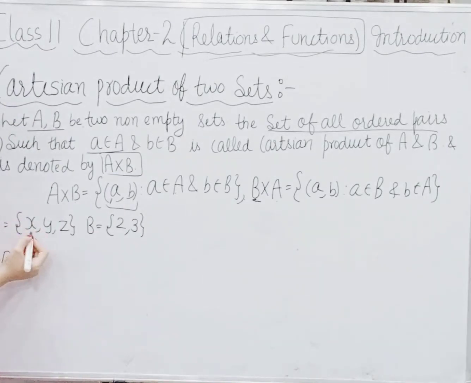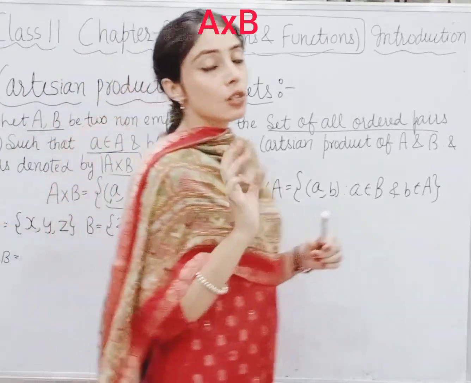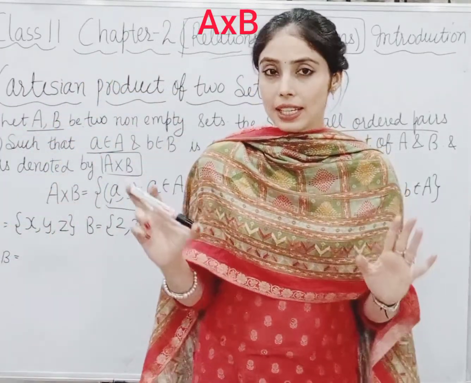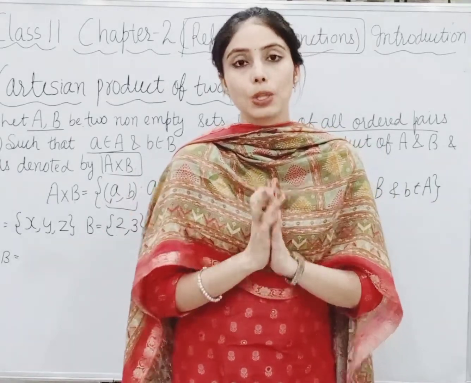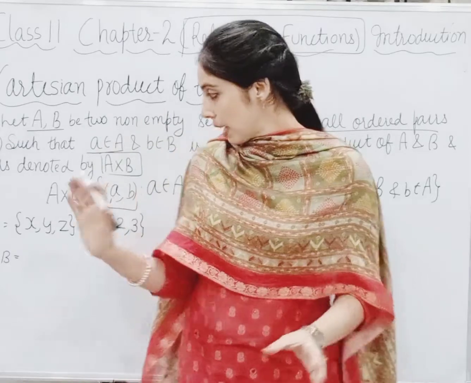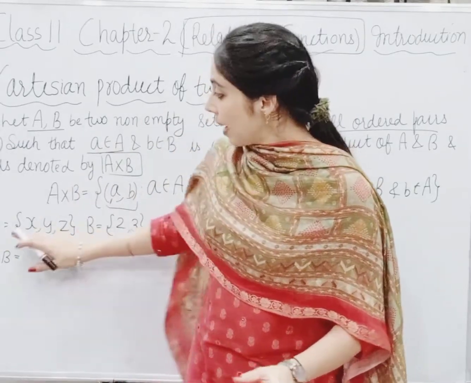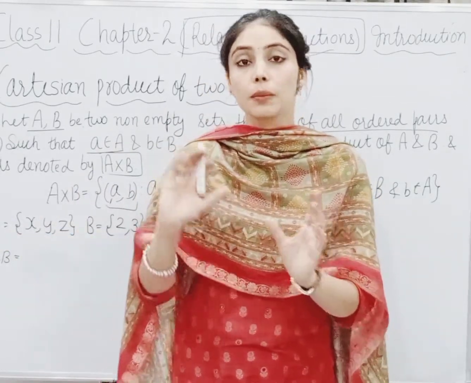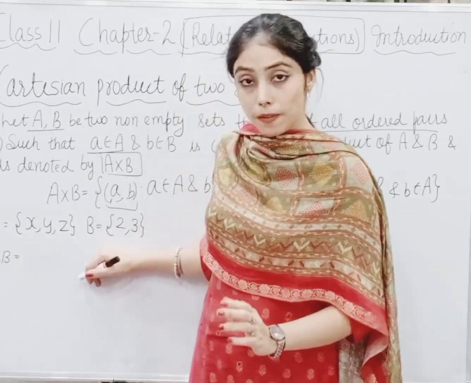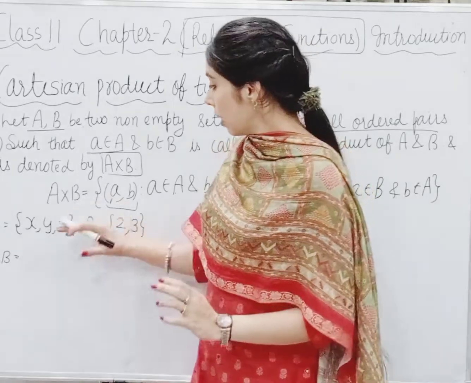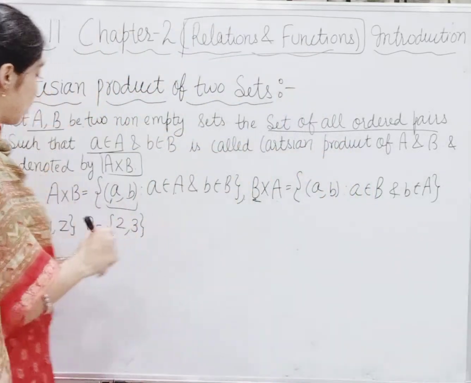If we have A equals {x, y, z} and B equals {2, 3}, we have to find the Cartesian product of A and B. So, students, Cartesian product is simply a relationship between all the components of two sets. If we have two sets A and B, Cartesian product is the relation between the elements of the first set with the elements of the second set. All the relations between these two sets.